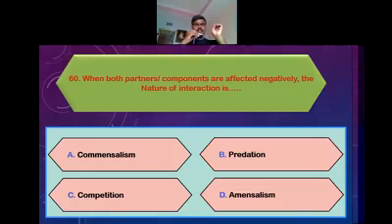When both partners or components are affected negatively, the nature of interaction is: both the species are getting affected. Commensalism, no, one benefits, one neither benefits nor is harmed. Second option, predation, one benefits, one gets affected. Third option, competition. Yes, in this case, both the organisms are affected. So the right answer for the above statement is competition. Let us check the answer. It is competition.